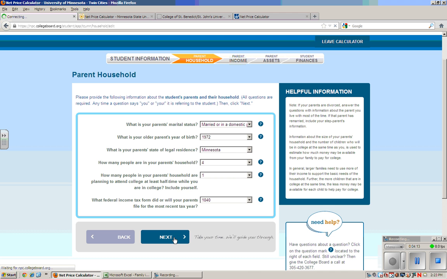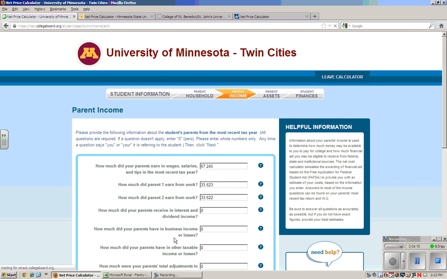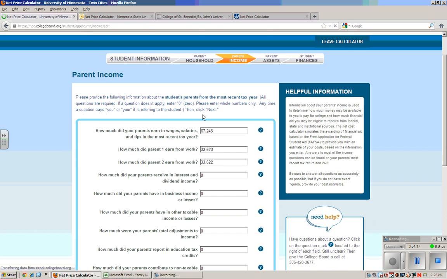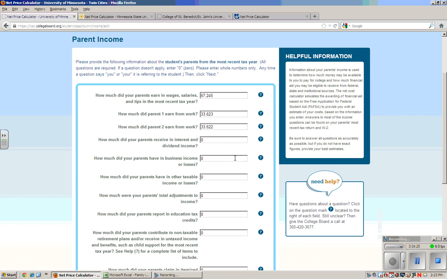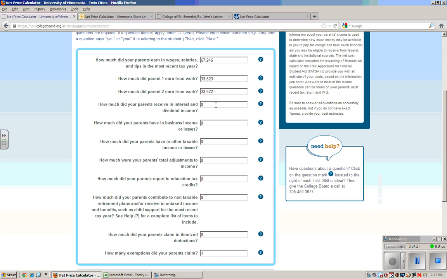On the next page, we're going to find out more about parent income. Here we take that total amount from our American Community Survey, the Census Bureau, and I just divide it equally. See in these other categories here, they're trying to find, did you have any other kinds of income or losses during the year? For all of those, I just put 0. That makes comparing things much easier.